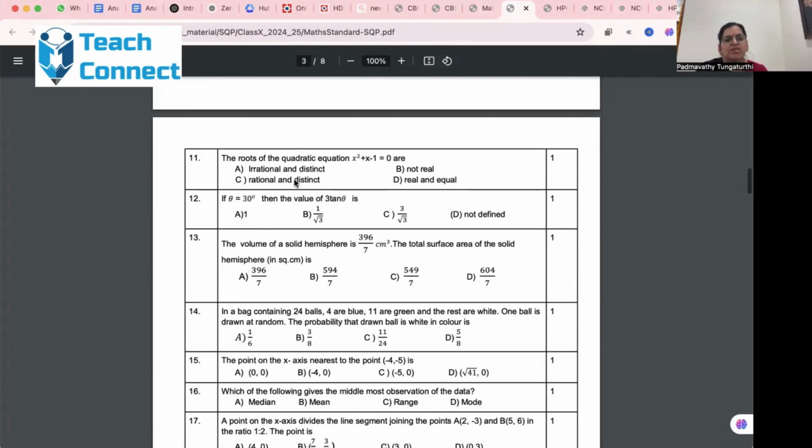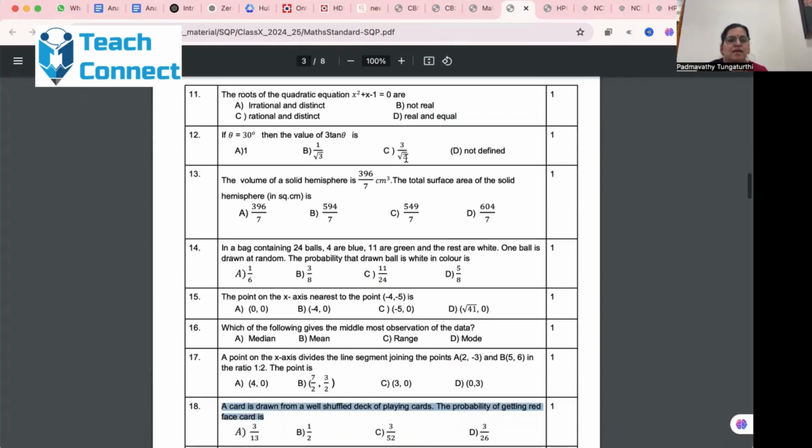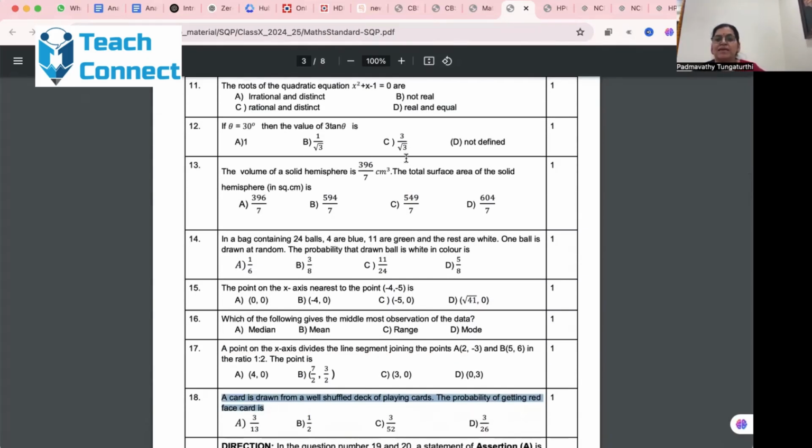Now look at this. Question number 11. The roots of the quadratic equation x square plus x minus 1 is equal to 0 are not real or irrational, distinct. They are real and distinct. This is the answer for this. x square plus x minus 1 is equal to 0. You can as well solve. They are real and distinct. And also, they are irrational and distinct because they are not ending anywhere. They're continuously having decimals.